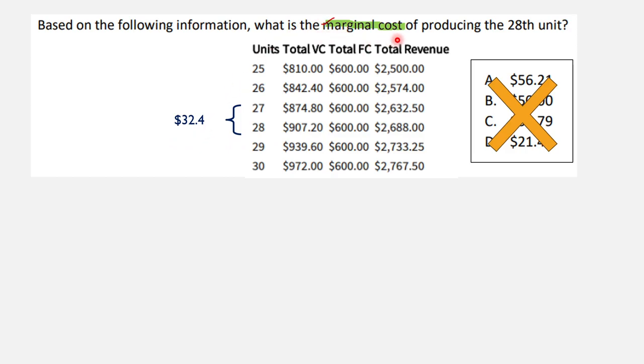The meaning of marginal cost is incremental or additional cost. 27, this is the cost. 28, this is the cost. Take the difference. Umangat yung cost ng 32.4. That's the meaning of marginal cost.